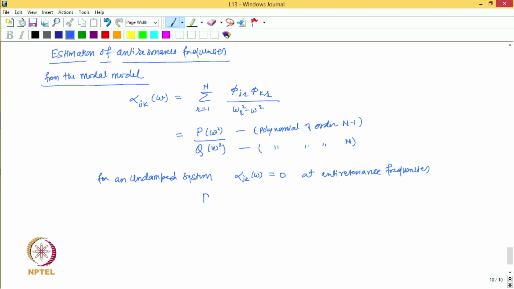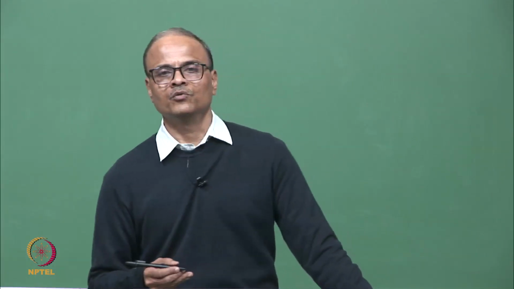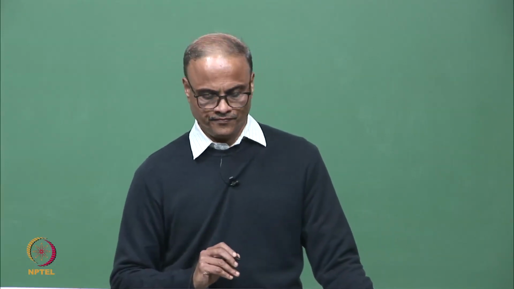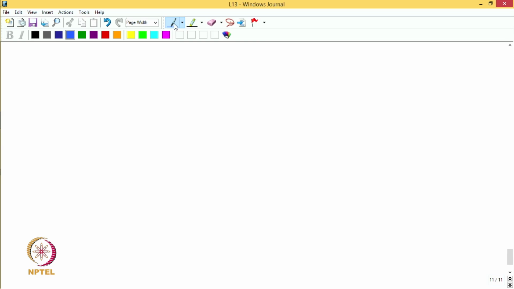If this condition is applied to the above equation, the numerator polynomial should be 0 at anti-resonance frequencies, and therefore we can solve this polynomial and find its roots. We will get n minus 1 roots for omega square. The positive real roots basically represent the anti-resonance frequencies; the rest of the roots can be discarded. So this method can be used if we have the model, that is the mode shape matrix and the natural frequencies. Now let us look at the method based on the spatial model.